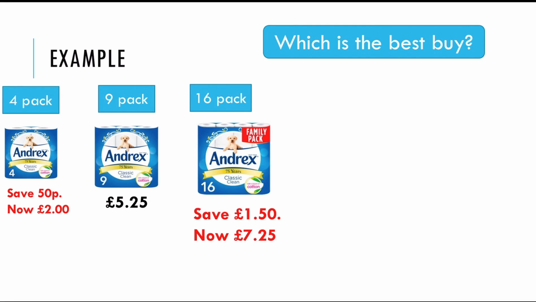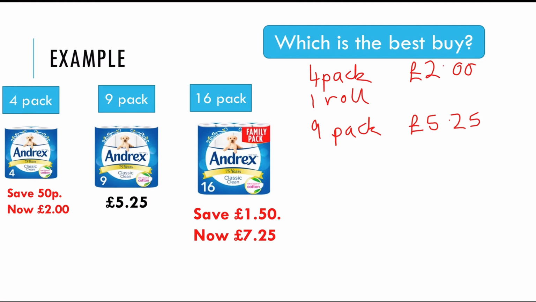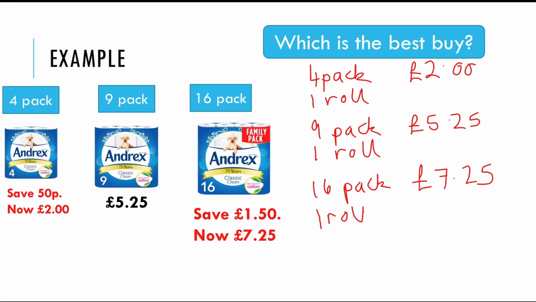Okay, next example, we've got different size packs of toilet roll. Now the best thing to do in this case would be to divide everything down to what does it cost for 1 roll. So we've got a 4-pack, which is on offer for £2. So I want to find out what one roll would cost. I've got the 9-pack, which is £5.25. And again, I want to find what one roll would cost. And I've got the 16-pack, which is £7.25. And I'm going to find out what one roll would cost.